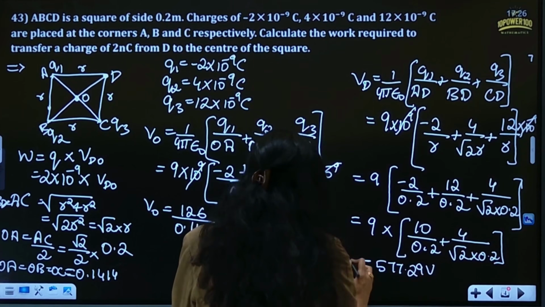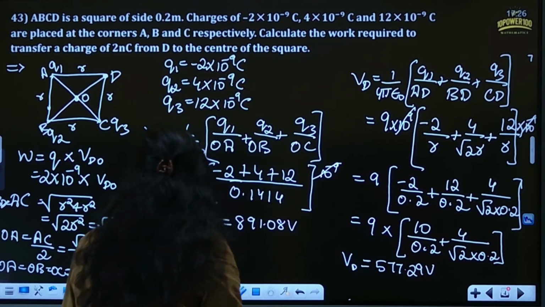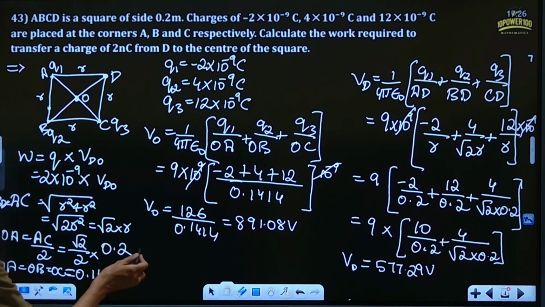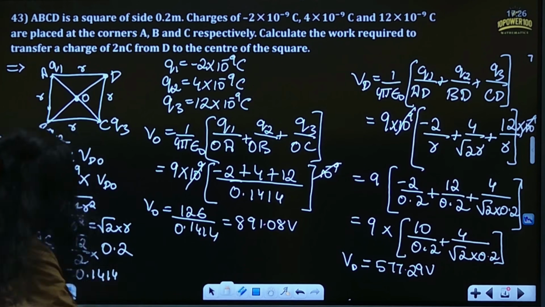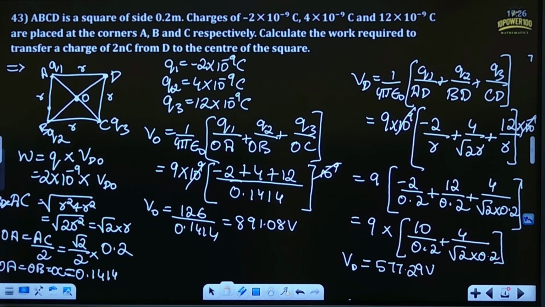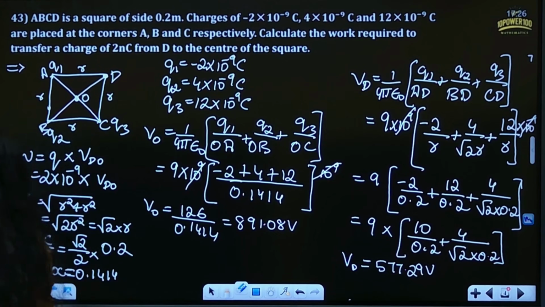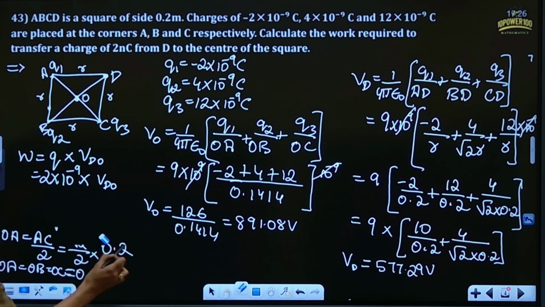577.29 volt. So this is the value of VD and this is the value of V naught, and you can see here the value of V naught is more than VD. Here we are using the work done formula.